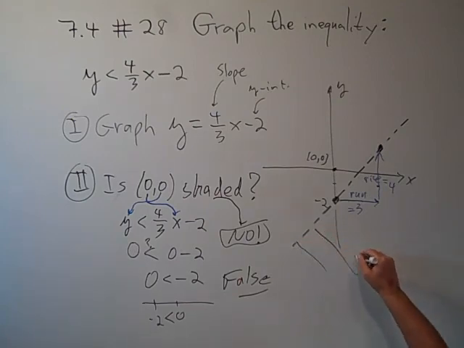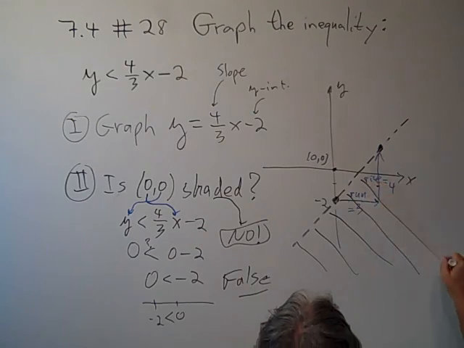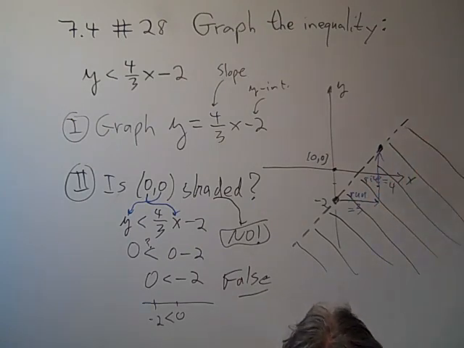So the shading is over here. This is the solution set to that linear inequality.